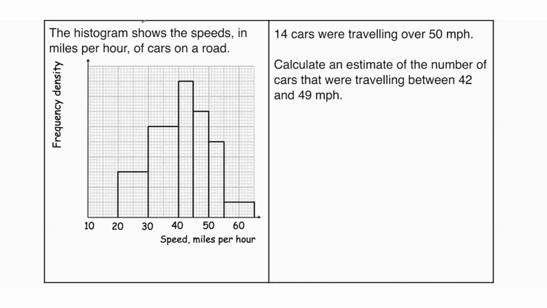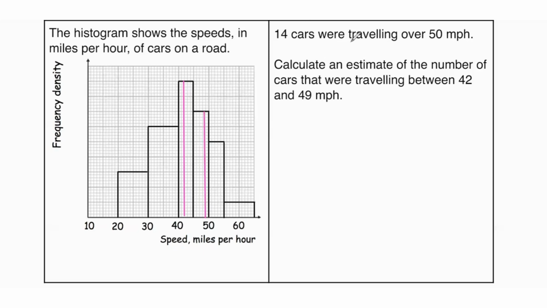The next question says that the histogram shows the speeds in miles per hour of cars on a road. 14 cars were traveling over 50 miles per hour. Calculate an estimate of the number of cars that are traveling between 42 and 49. So let's first mark 42 and 49. This is 42 and this is 49.